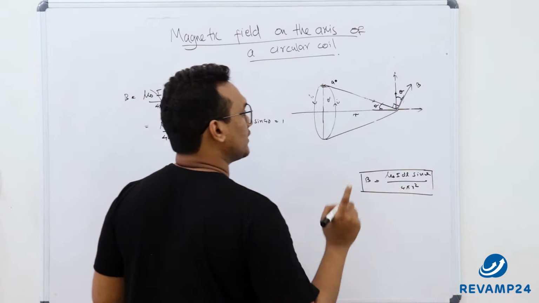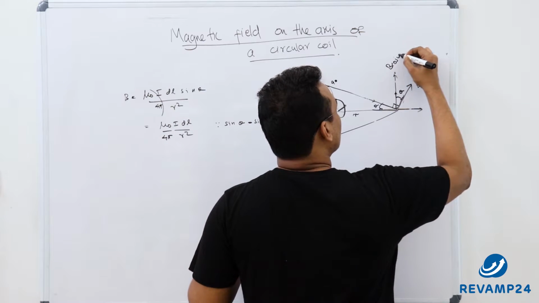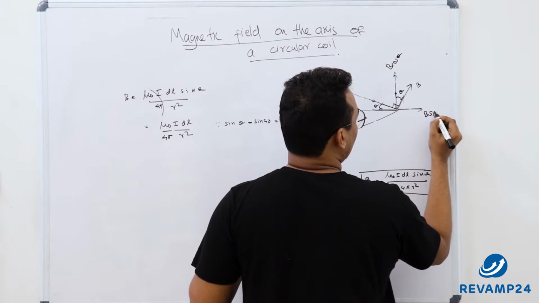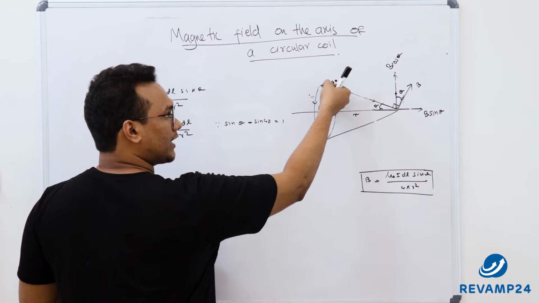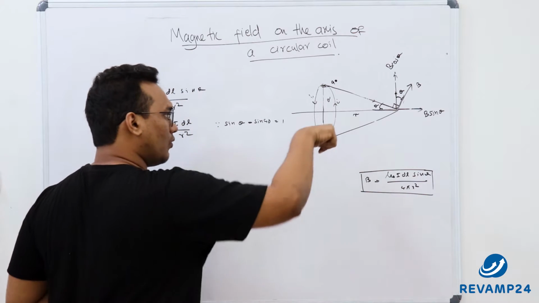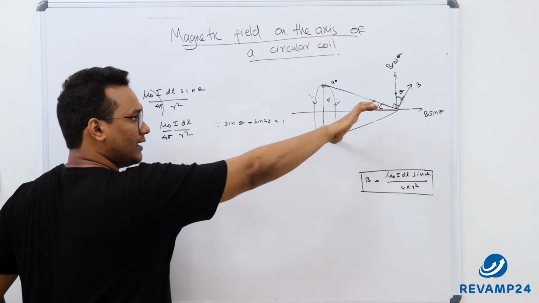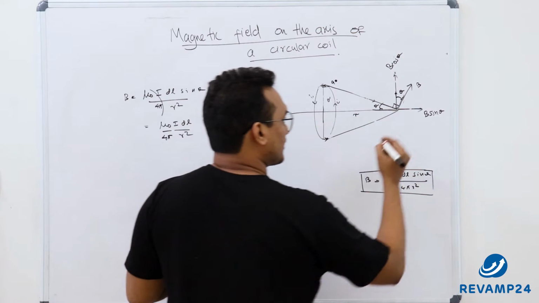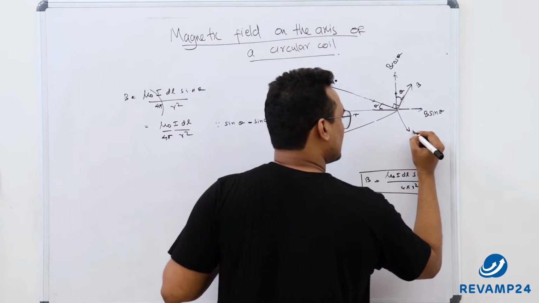Now B can be split into two directions. The one which is having theta will be B cos theta and this will be B sin theta. Now the same current, the current from here that will go to here and it will go inward here. Inward. So what will be the direction? This is the direction of current and at here it will be in this direction, at this point. But B will be the same value.